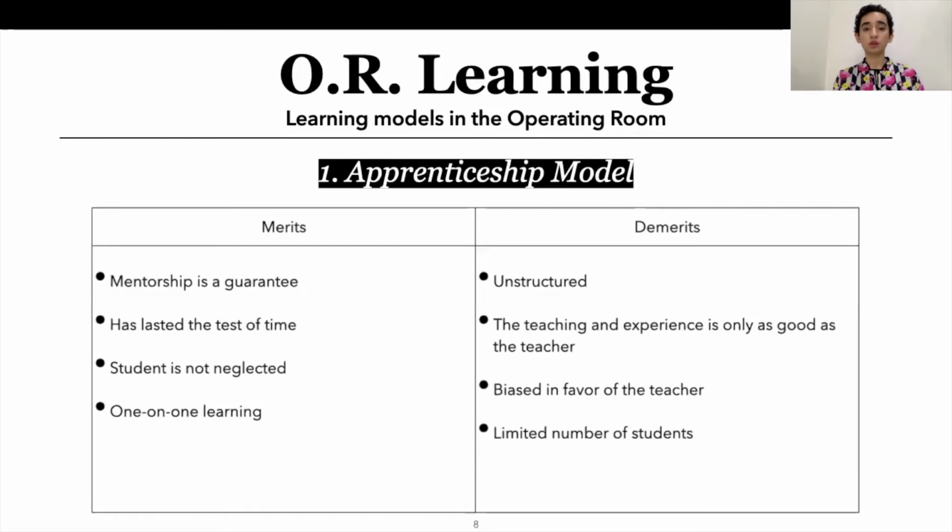Now, this model guarantees mentorship and has lasted the test of time. The students are not neglected, and it also guarantees one-on-one learning. But the main drawback is that it is completely unstructured, with no guidelines, and the teaching is only as good as the teacher, and one teacher can only teach very few students at one time.